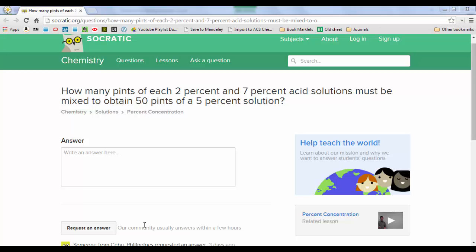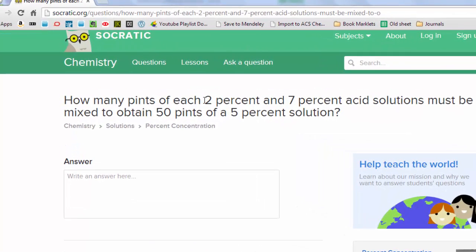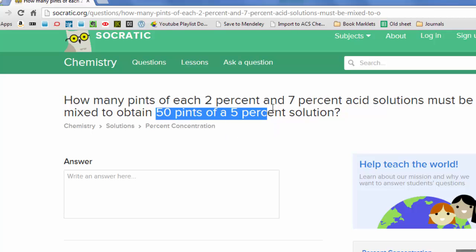Hi, I came across this question from Socratic.org, and it is about mixing volumes. You've got two different acid solutions, one of 2% and the other of 7%, and they must be mixed to get 50 pints of a 5% solution. Obviously, it's a straightforward problem. There are different ways of solving it, and I'm going to use the Microsoft Excel way to solve this problem.